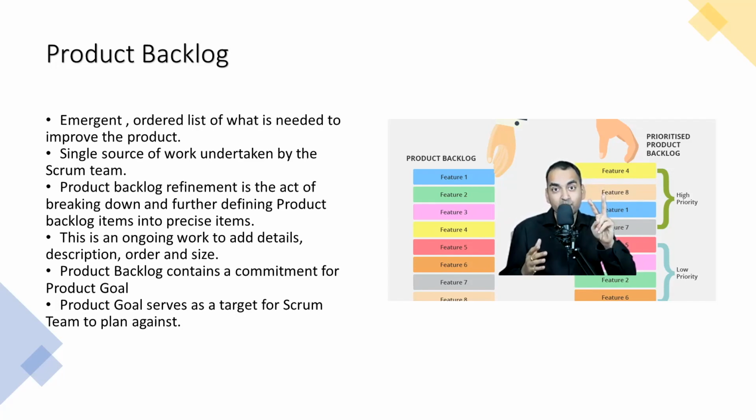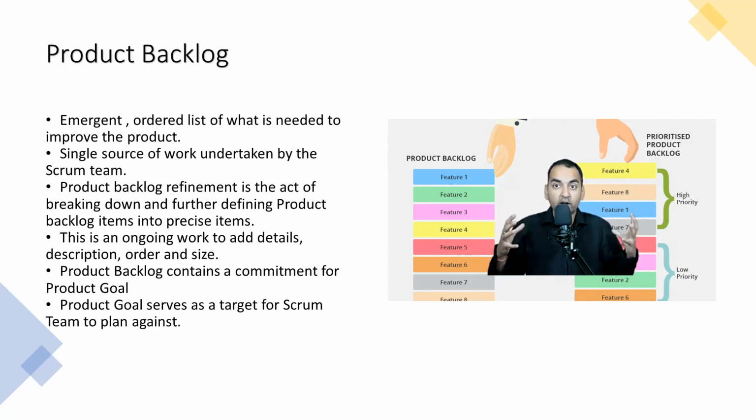And second, we also talked about priority. So it's an ordered list where priority of various features are provided. It's also a single source of work undertaken by the Scrum team.